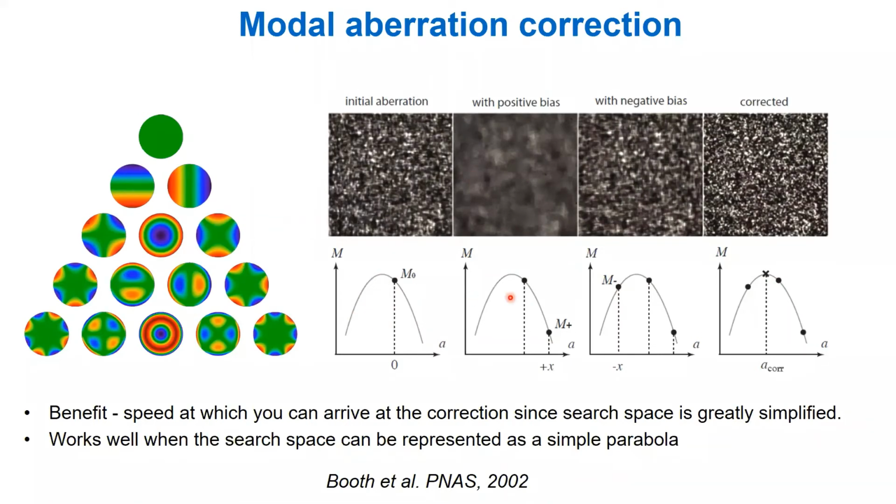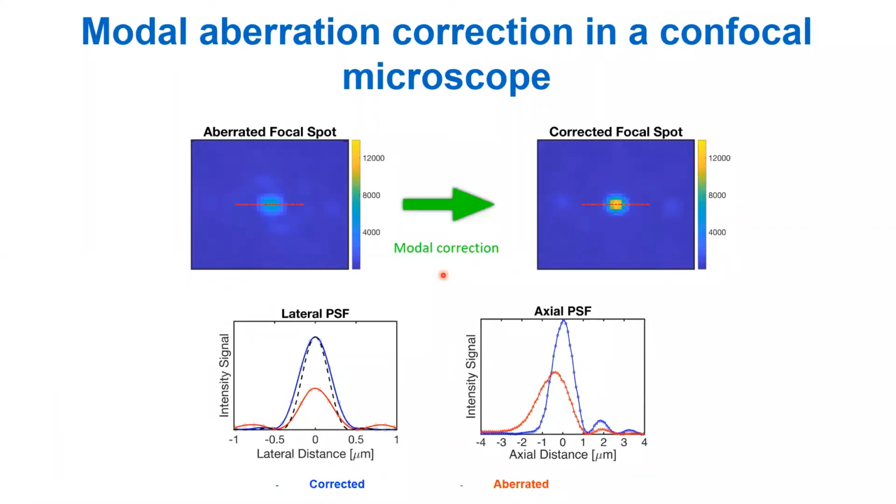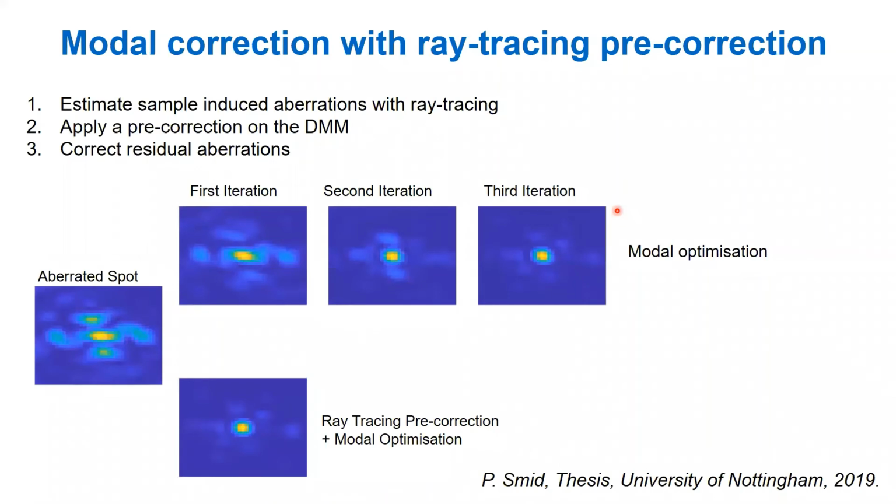So there's some sort of pros and cons to the different methods, and this is a nice method that was put together by the people in Oxford. And we had a little go at this a while ago, so you can see an aberrated focal spot and then a corrected aberrated focal spot, by correcting each of these Zernikes in turn rather than correcting for each of our actuators in turn.